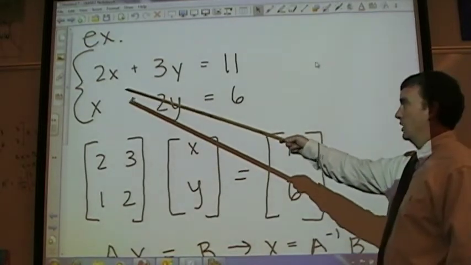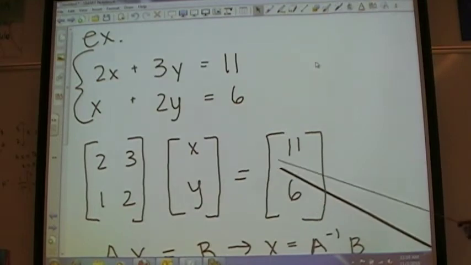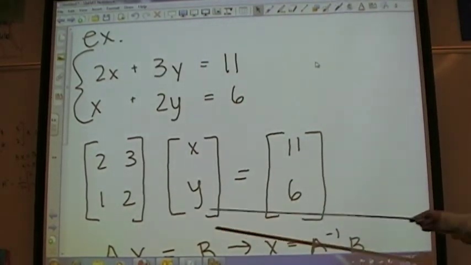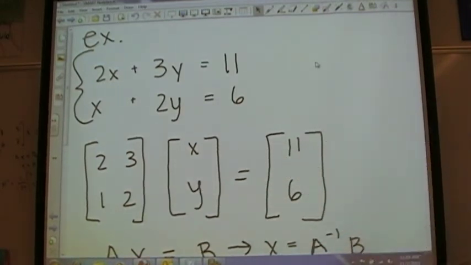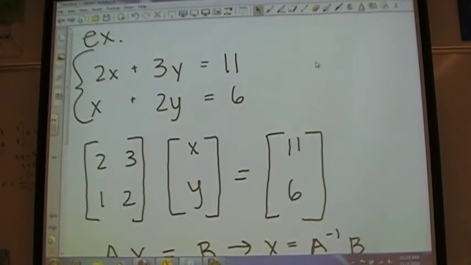Here my matrix equation is 2, 3, 1, 2, x, y, 11, 6. Does this make sense? Yes. To go from here to here. Now this is in the form of AX equals B. And if it's in the form of AX equals B, you have to do A inverse B.